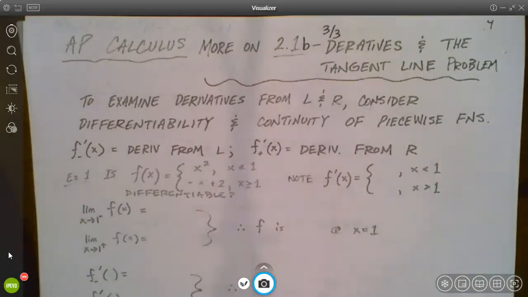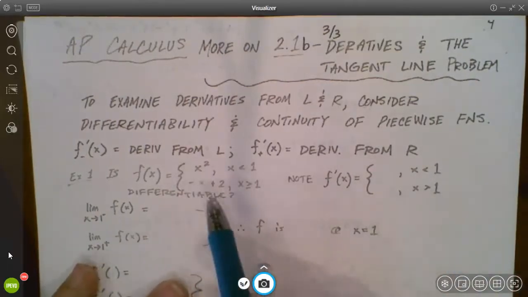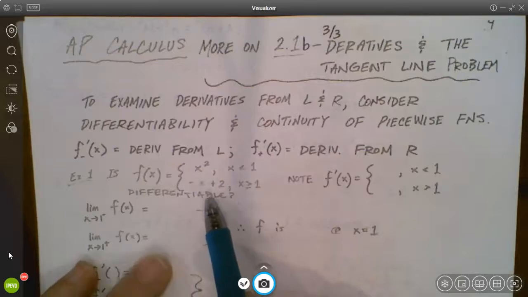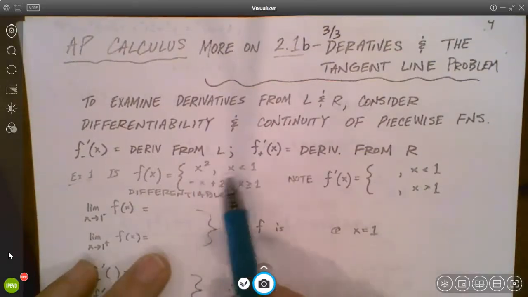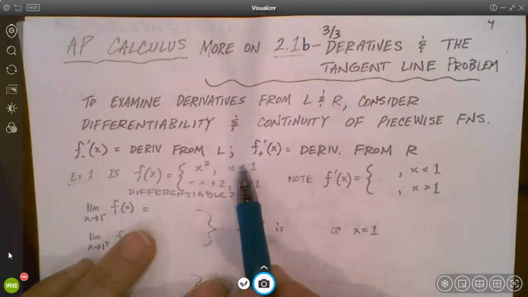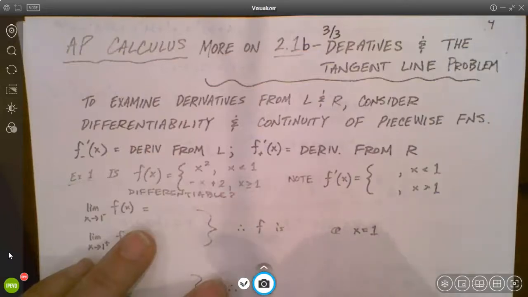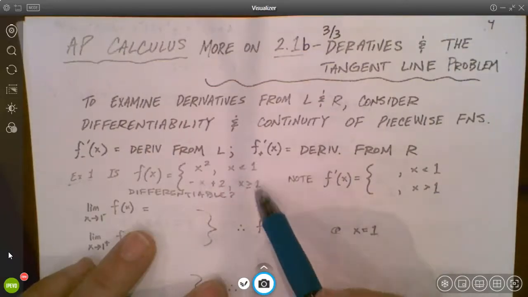So for this final page here, we are looking at piecewise functions, and we're trying to determine the derivative of a piecewise function at a certain point. A piecewise function, as you should have seen in the past, is where you have two different functions on different values. So for this first example, to the left of 1 we have this function, but to the right of 1 we have this function. So we have two different functions on either side of where x equals 1.